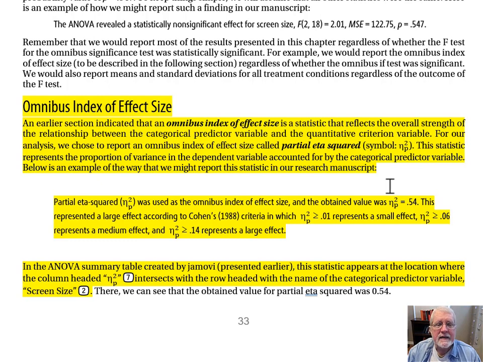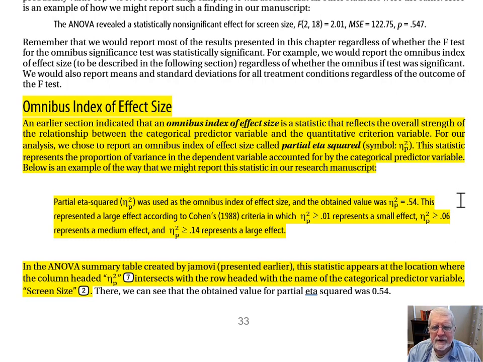What about effect size? At the bottom of page 33, we come to the section that discusses that, omnibus index of effect size. An earlier section indicated that an omnibus index of effect size is a statistic that reflects the overall strength of the relationship between the categorical predictor variable and the quantitative criterion variable. For our analysis, we chose to report an omnibus index of effect size called partial eta squared, represented by the symbol. This is the Greek letter eta. This statistic represents the proportion of variance in the dependent variable accounted for by the categorical predictor variable.